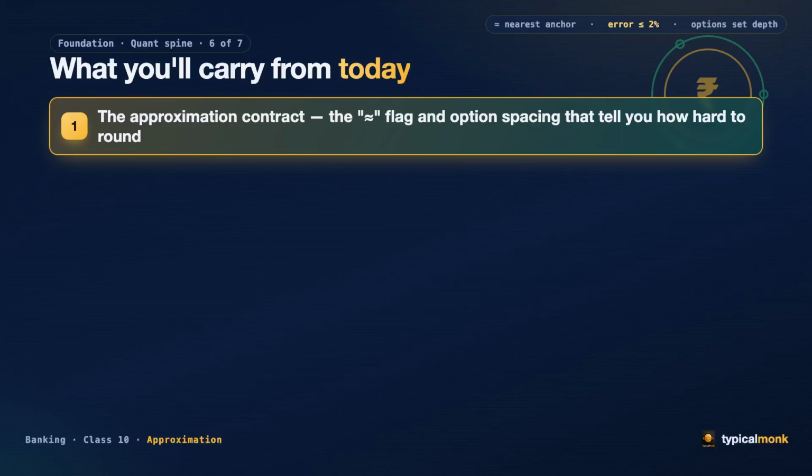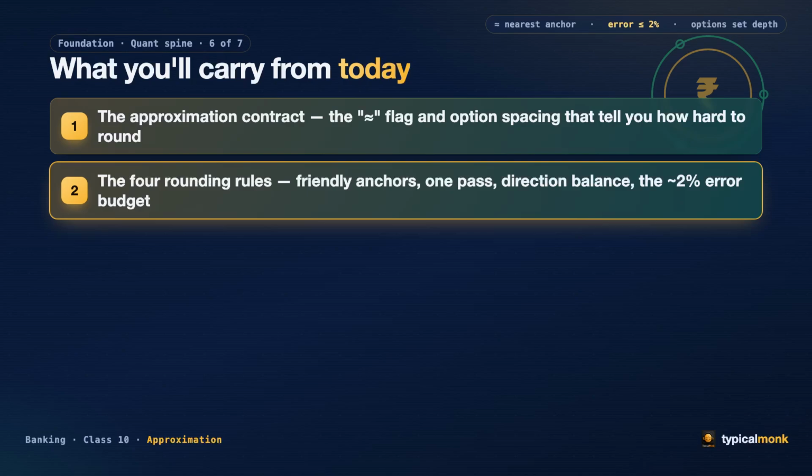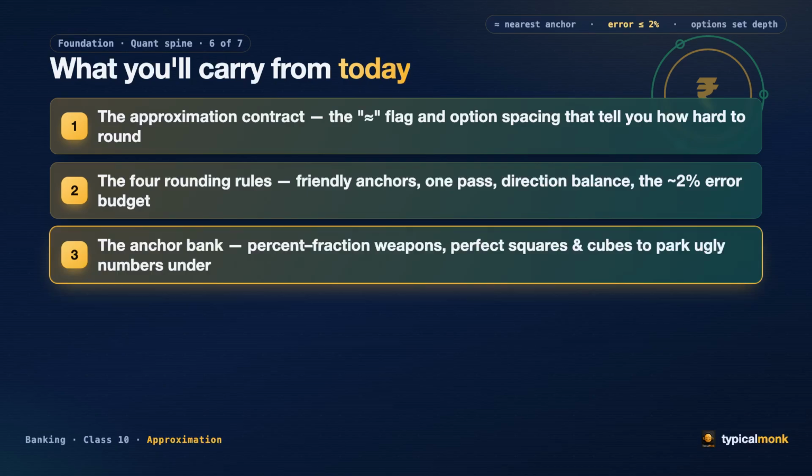So what will you carry home from today's class? First, the approximation contract. The approximately flag flying over the question, and the spacing between the options. Together they tell you exactly how hard to round. Second, the 4 rounding rules, friendly anchors, 1 pass, direction balance, and the roughly 2% error budget. Third, the anchor bank, the percent fraction weapons, and the perfect squares and cubes that every ugly number parks under.